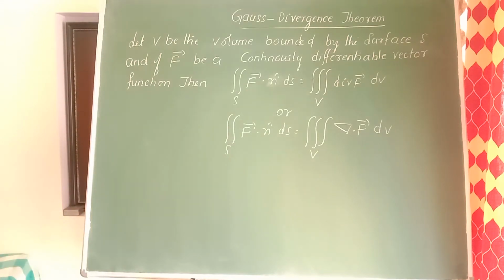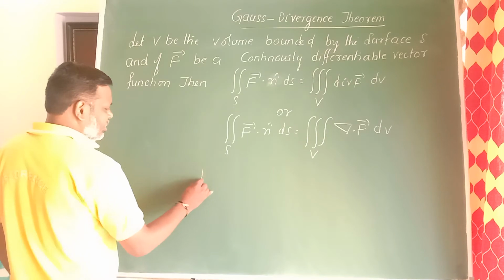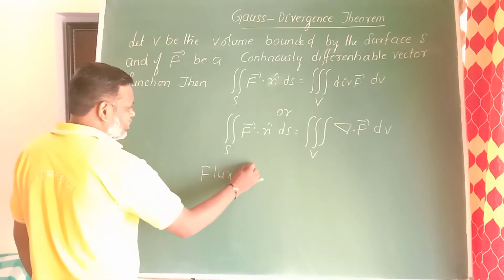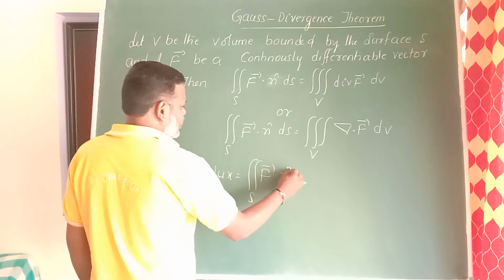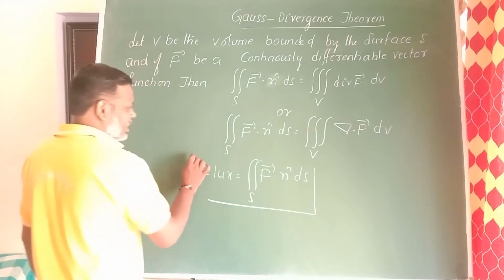Let us once again understand. Let V be the volume bounded by the surface S, and F be a continuously differentiable vector function. Then double integral over S F dot n cap dS is equal to triple integral over volume of divergence F into dV. Or this can also be taken as, instead of divergence F, del dot F. Here a very important word is flux. The flux is always given by a double integral over surface F dot n cap into dS. This is a very important result.